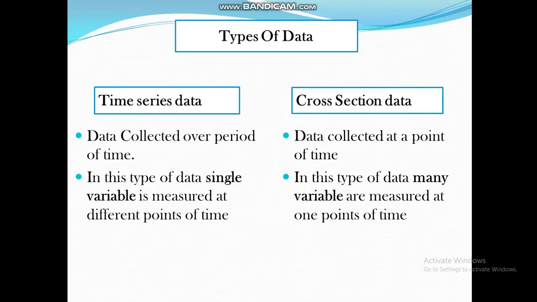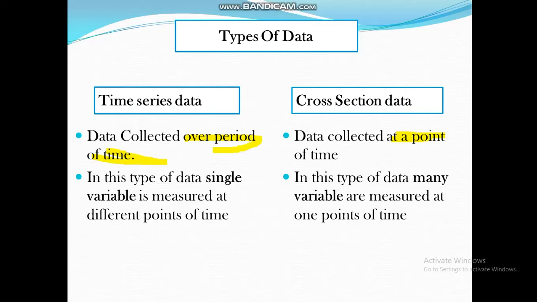Next we see the types of data. In general, data are of two types: one is time series data and the other is cross section data. If data is collected over a period of time, that is time series data. And data collected at a point of time, suppose we are collecting data at a single point of time, then it is called cross section data.